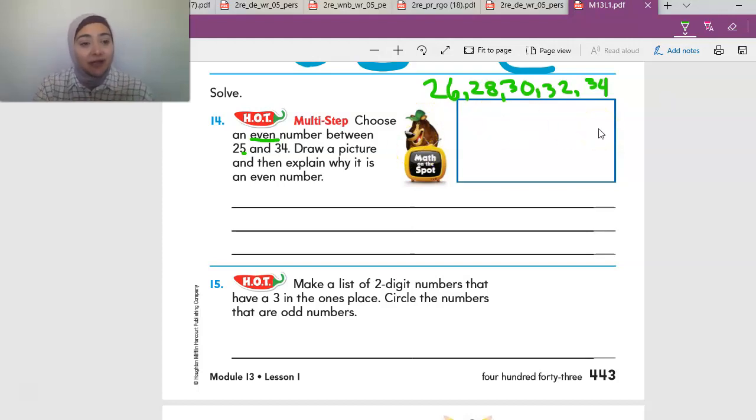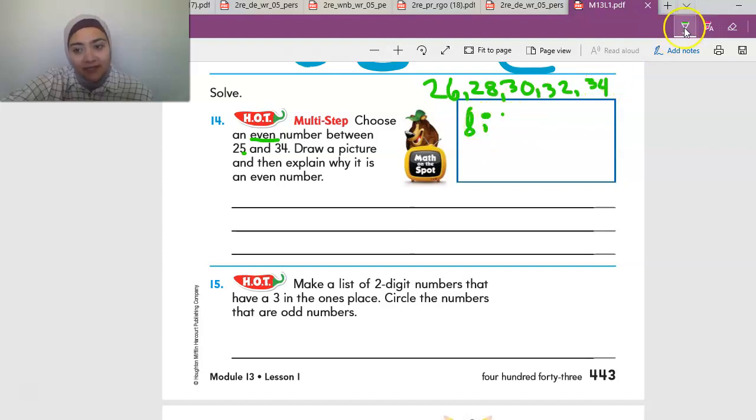Do you have to write all of these down? No, you do not. You choose one of these even numbers, draw a picture of the pairs, and then you write down why it's even or odd. So I'm just going to randomly choose 28, just because. No reason, just because. 28. So I'm going to draw 28 counters in my box. So I'm going to draw them in pairs. That's 2, and I can count by 2s when I do this.